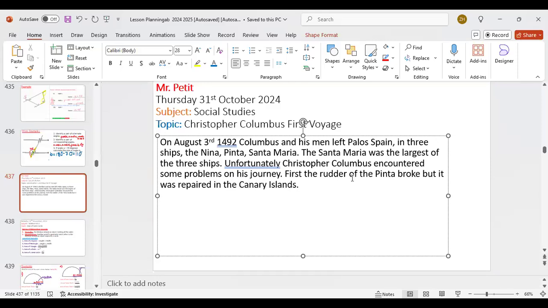Do y'all know what a rudder is? Yes, sir. The rudder is the thing at the back of the ship. It's like a tiller extension. Say it again. The rudder.